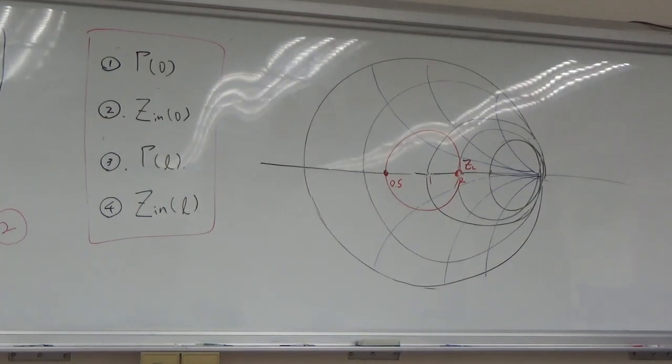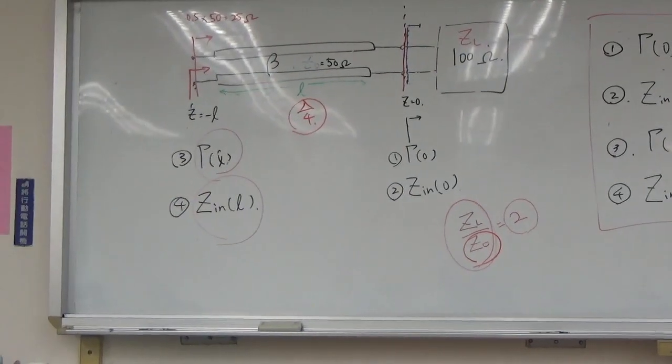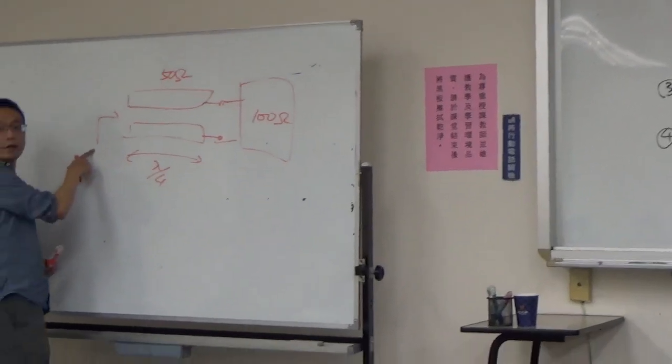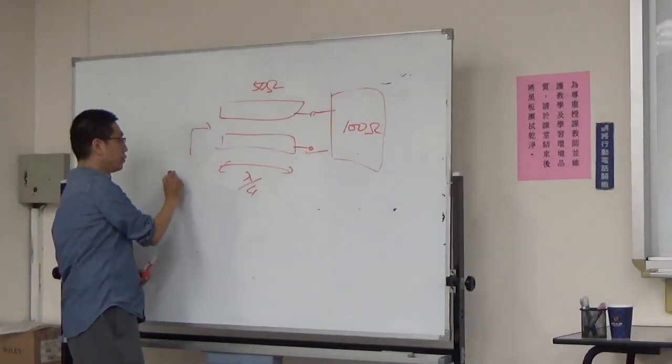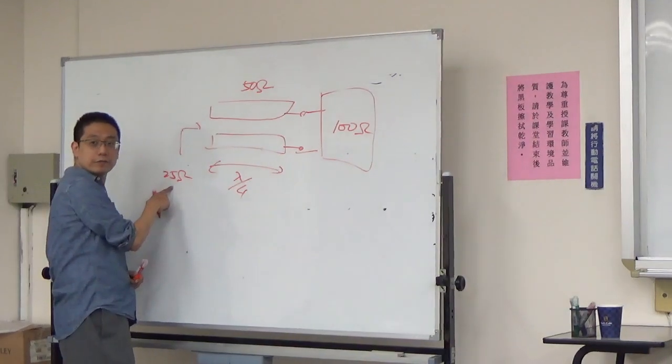Do you remember what we just calculated for our impedance transformer, if it is a quarter wavelength transmission line and your transmission line is 15 ohm? What is the input impedance? 25, right? Do you remember this case? We just said that.